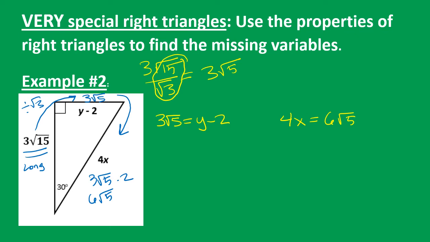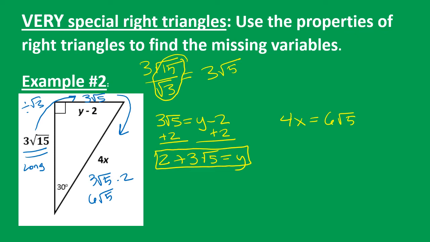So now we need to solve for x and for y. Since I wrote y first, I'll go ahead and do that first. I'm going to add 2 to both sides. And again, if you have 2 plus 3 square root of 5, you cannot combine those because the 3 has the square root of 5 attached to it, and the 2 does not.